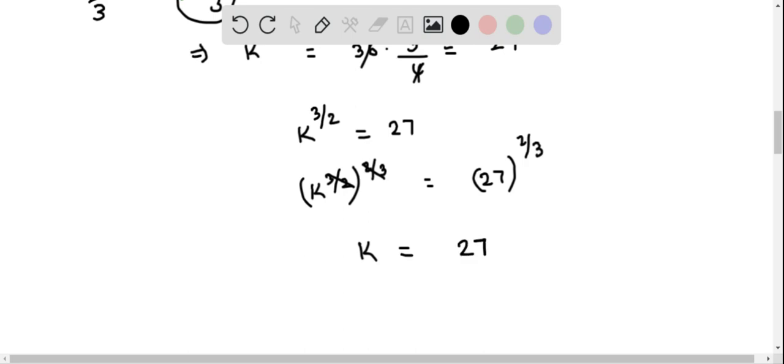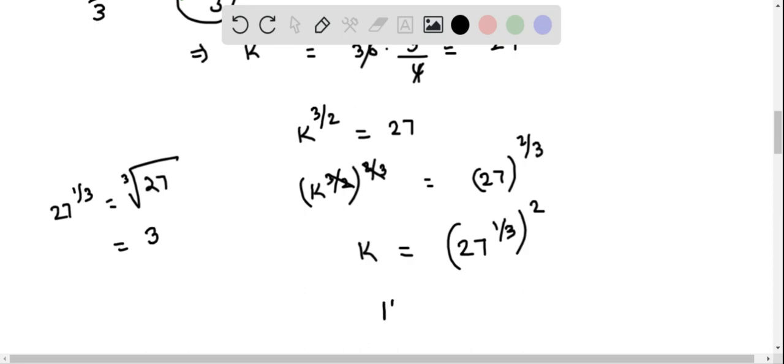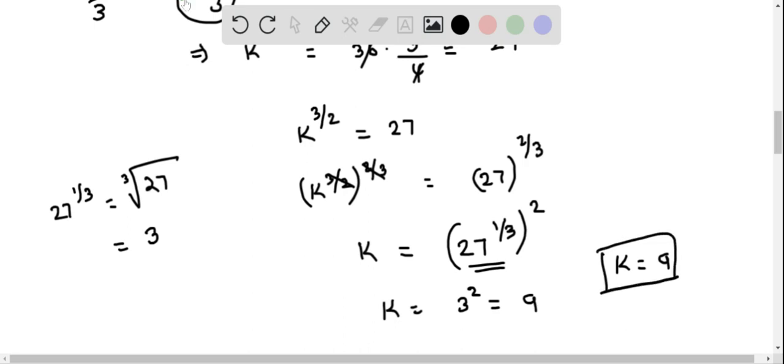I can rewrite this as 27 raised to the power of 1 third, and once again raised to the power of 2. 27 raised to the power of 1 third is the cube root of 27, which is 3. So we get k equals 3 squared, which equals 9. So we determine the value of k equals 9, and this means answer choice B is correct.